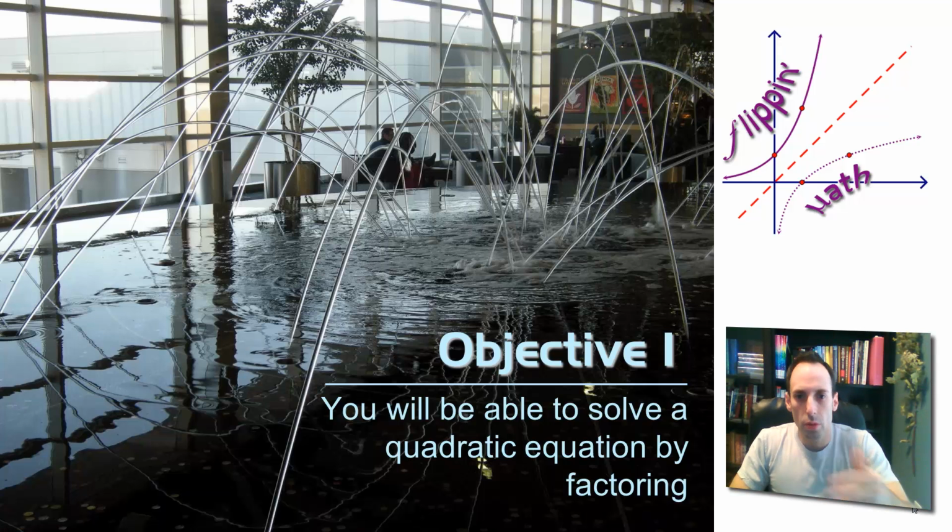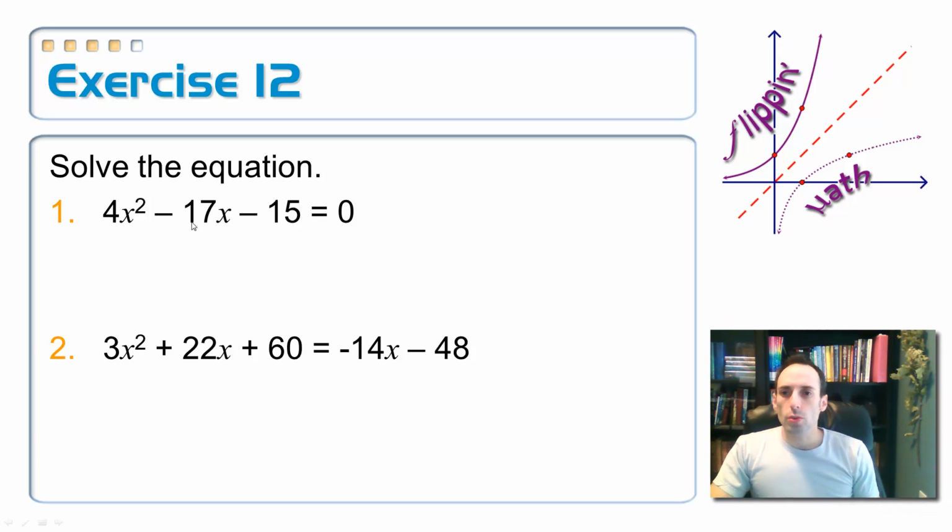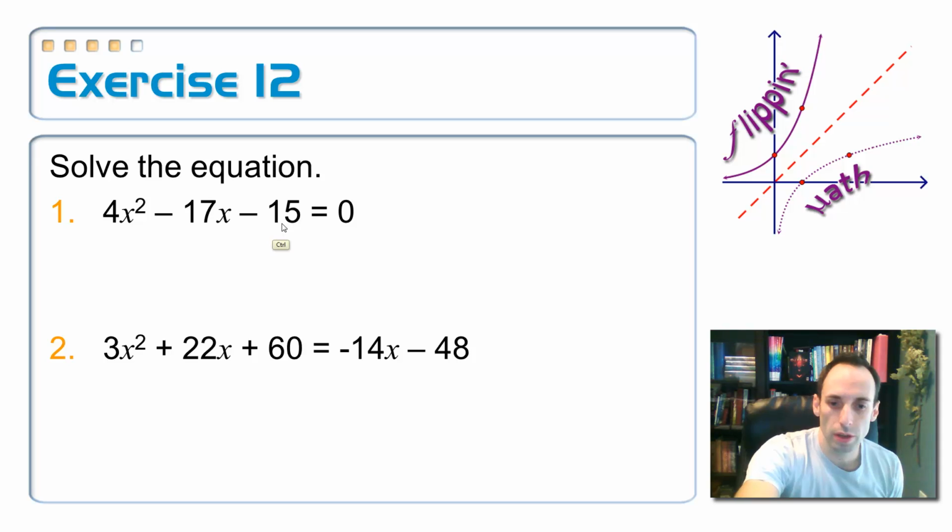So how is it that we're solving quadratic equations? We're solving them by factoring, applying the zero product property. So let's take a look at exercise 12 here: 4x squared minus 17x minus 15 equals 0. Maybe this one looks a little scarier to factor, but I think we can handle it.